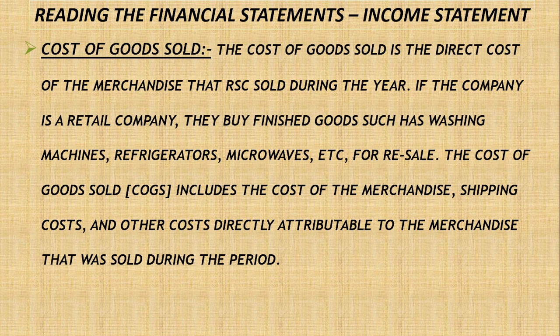Cost of goods sold, or simply COGS. The cost of goods sold is the direct cost of the merchandise that RSC sold during the year. If the company is a retail company, they buy finished goods such as washing machines, refrigerators, microwaves, etc. for resale. The cost of goods sold includes the cost of the merchandise, shipping cost, and other costs directly attributable to the merchandise that was sold during the period.